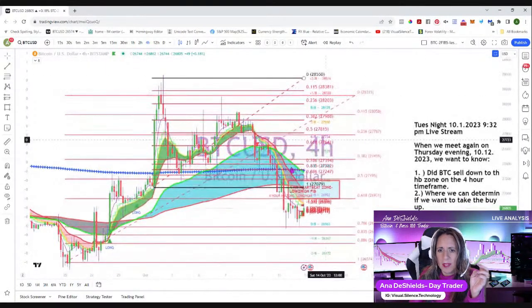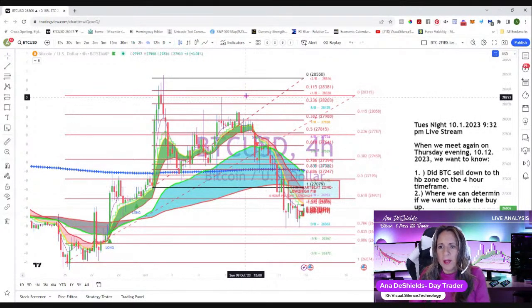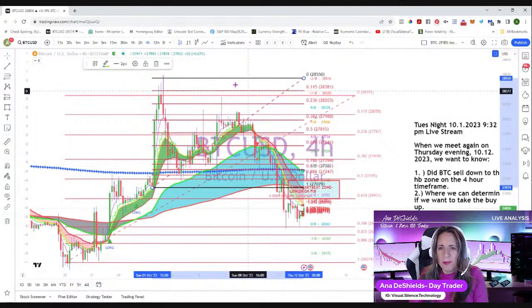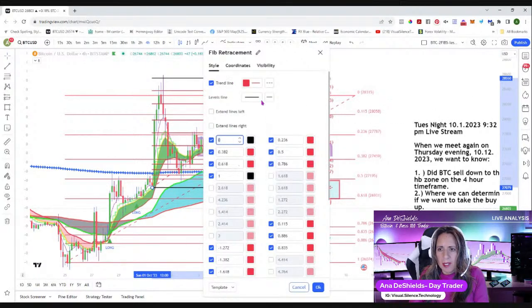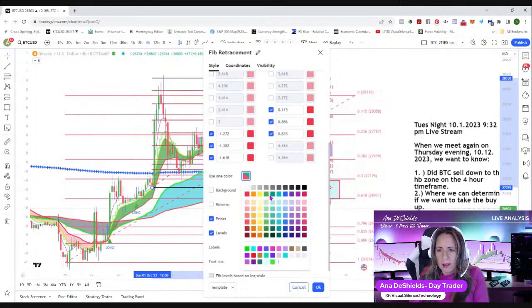Okay. I believe this was our 1 hour fib and this is our 4 hour fib. Yes. All right. Let me go ahead and put this on the right color because that's going to mess me up. We need to make this one green. The green is for the 1 hour and that's the one that we were working off of. Make that green. And then we're going to hide it.